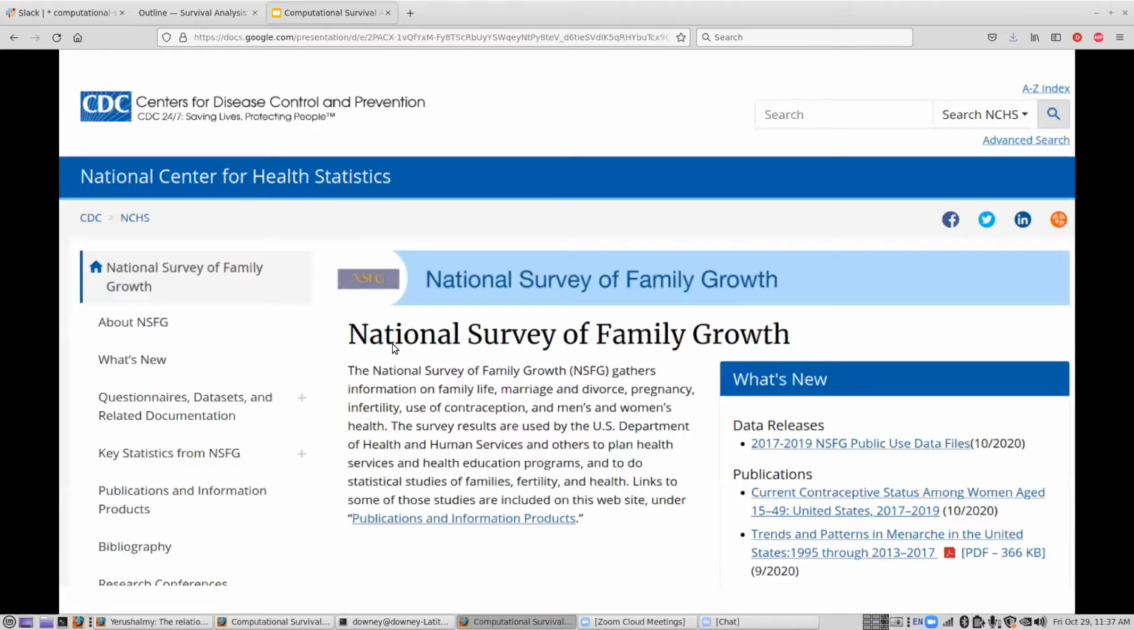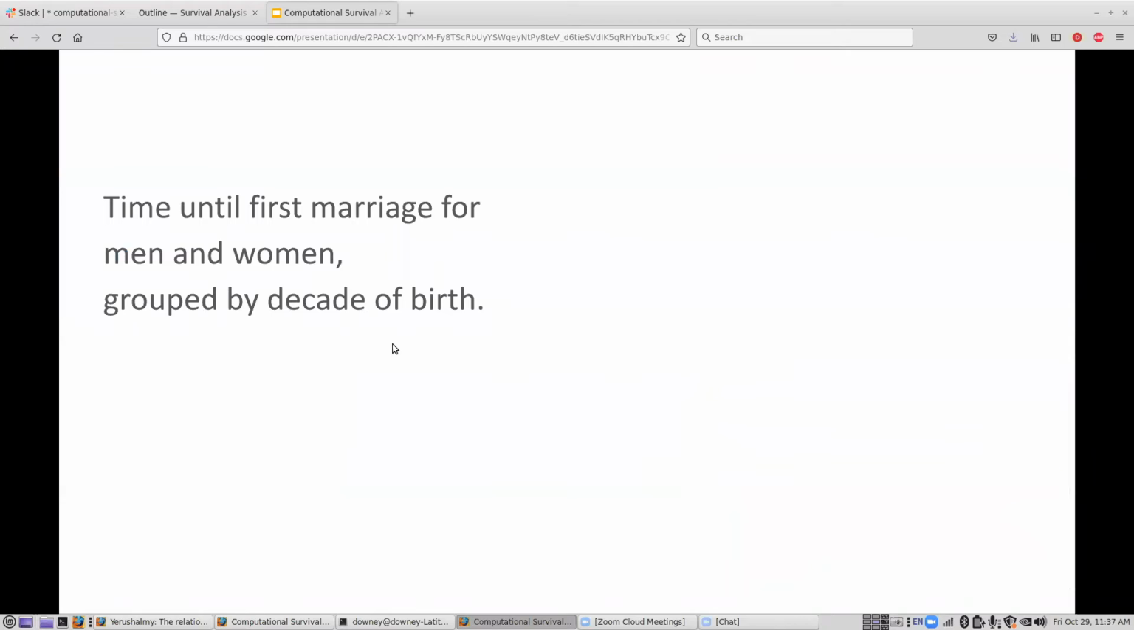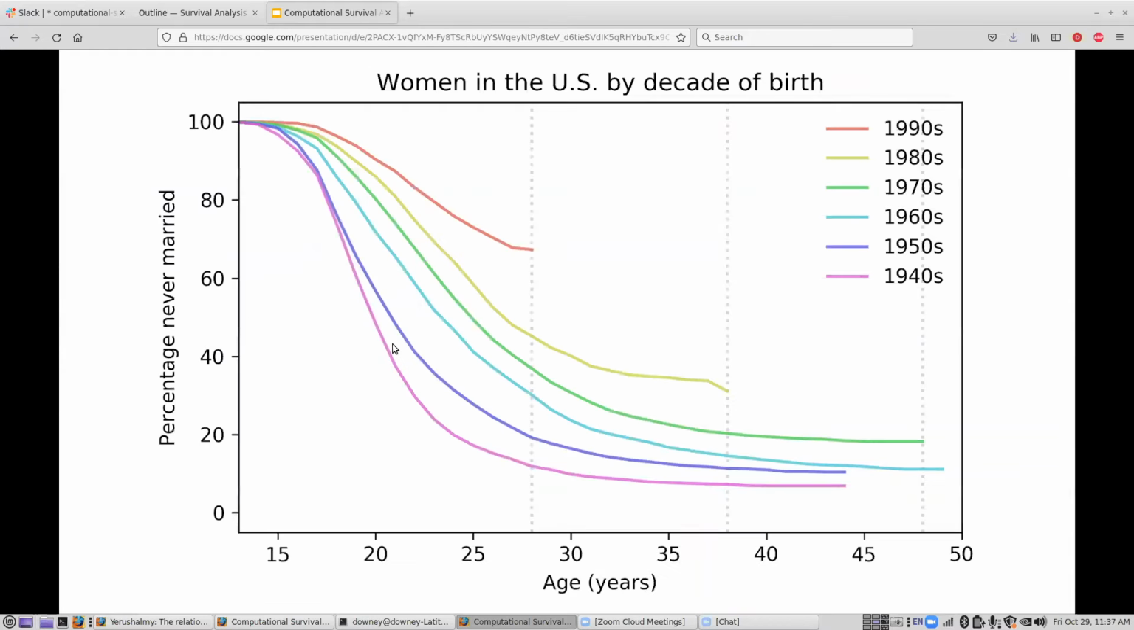This is from the National Survey of Family Growth. This is run by the National Center for Health Statistics, which is part of the CDC. And as I said, the 2019 data was released in 2020. And what I studied was the time until first marriage for both men and women, grouped by decade of birth, so that we can see generational changes. And this is one of the figures that I generated.